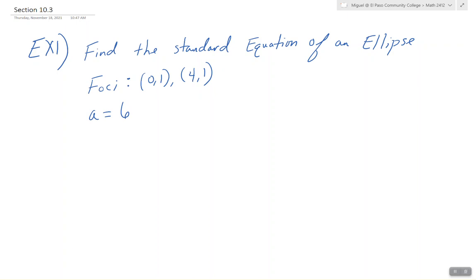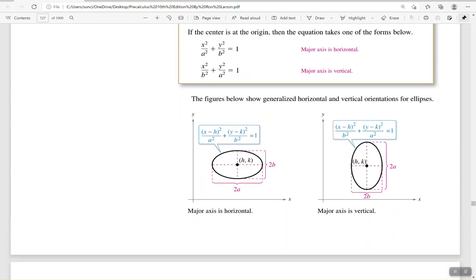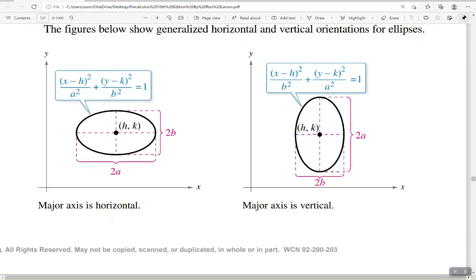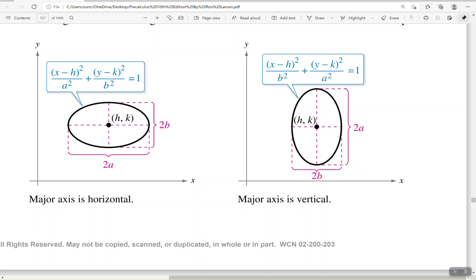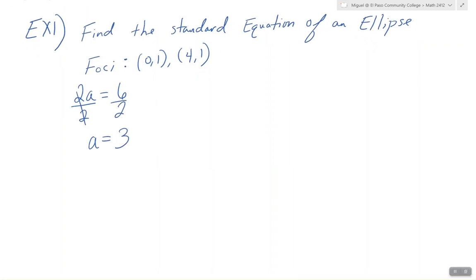The total major axis is actually 2a. The total measure, whatever the major axis is, you know it's a, a, so it's actually 2a. So 2a is equal to 6, which means a is 3.